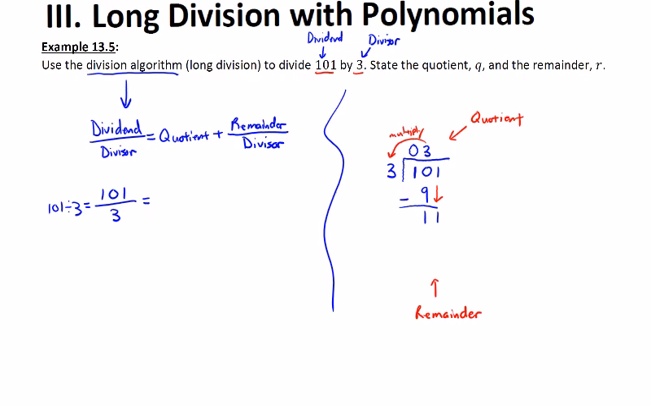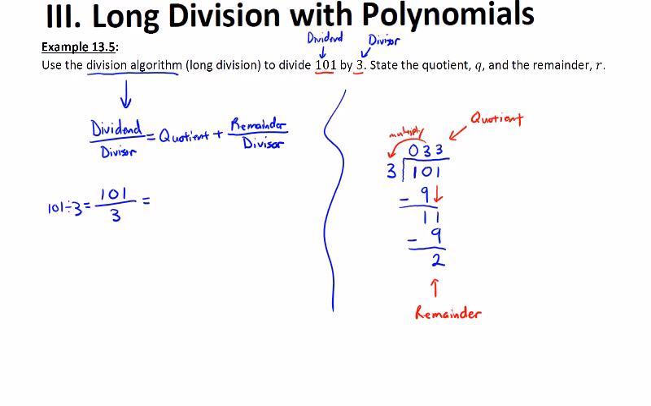So now let's go through this one more time. We're going to look at how many times 3 will go into 11. And 3 will go into 11 again 3 times. I'm going to multiply that 3 by the divisor to get 9 again. Then I'm going to subtract 9 from 11, and that gives me 2, which represents the remainder.